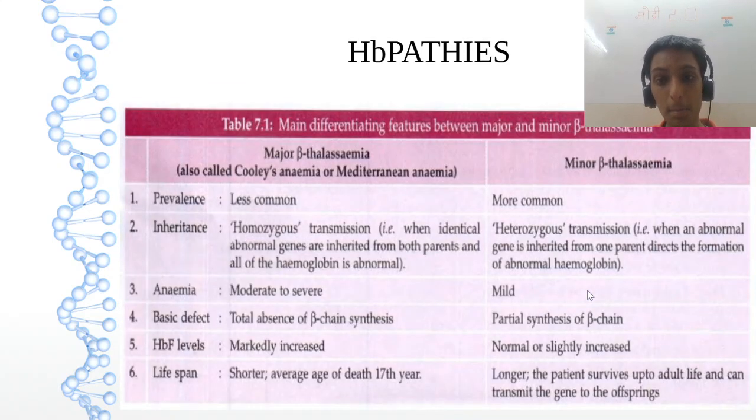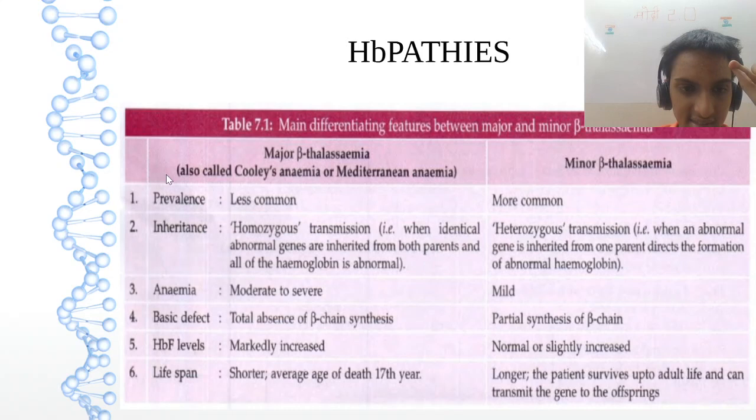Now let us see beta thalassemia. The genes for beta thalassemia are on chromosome 11. We have a major and a minor. Major is called Cooley's anemia, or Mediterranean anemia. First we will see the prevalence, inheritance, level of anemia, the basic defect, HbF levels and the lifespan. Prevalence: which is more common? Minor.